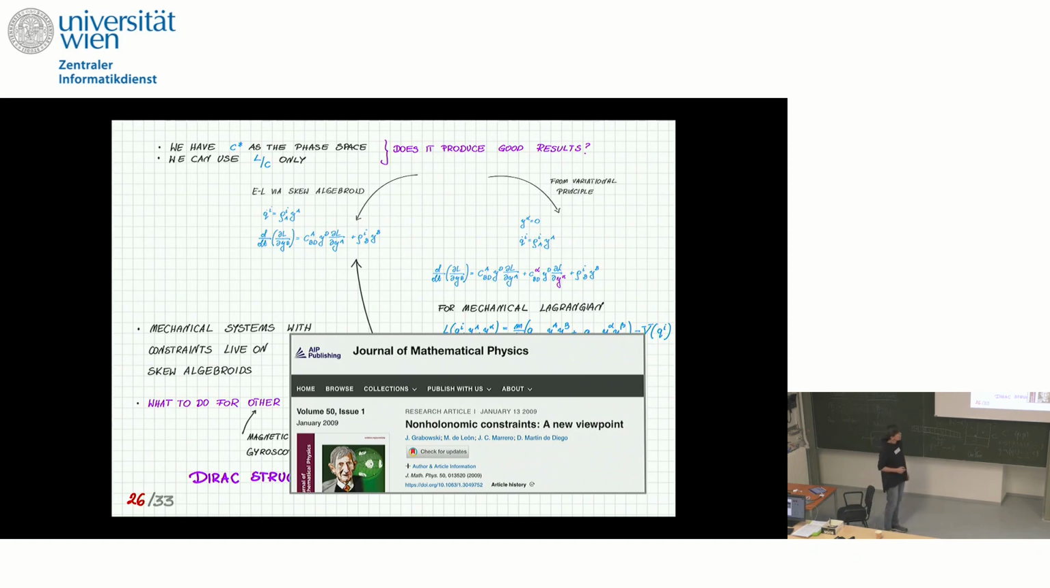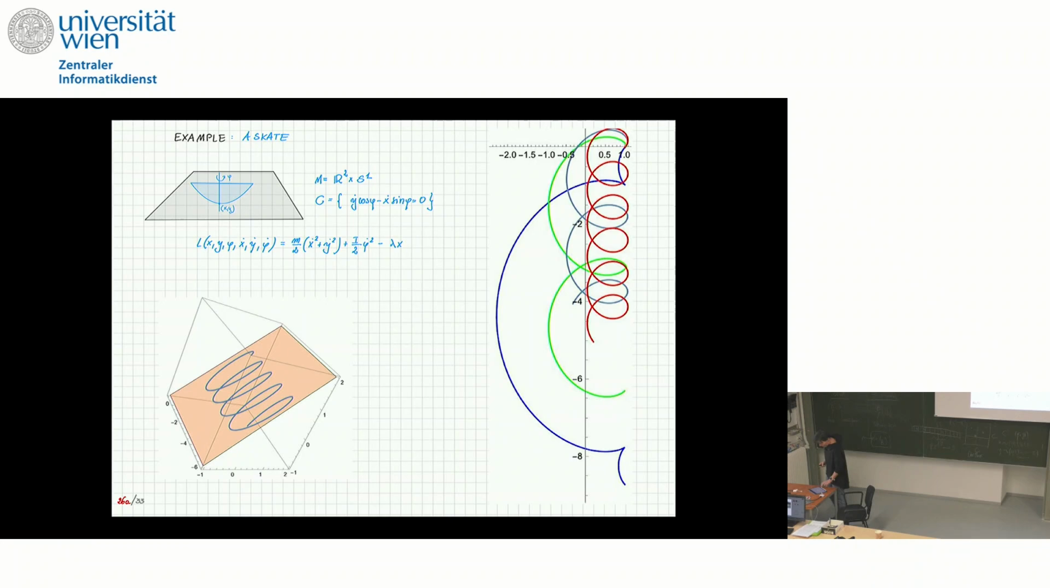If you want to know details on this example that I presented with mechanical Lagrangian, it is written in the paper by Janusz, Manuel de Leon, Juan Carlos Marrero, and Martin de Diego, with the citation here. I forgot about the example. There is the particular example of the particular mechanical system.